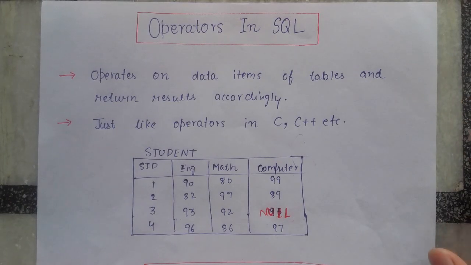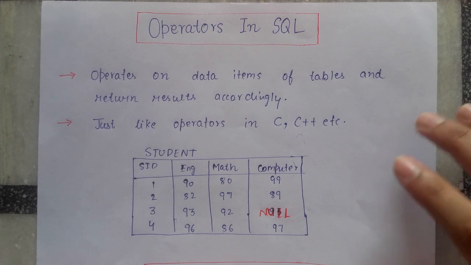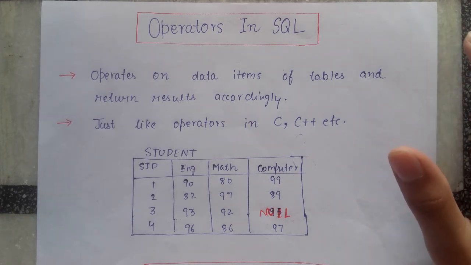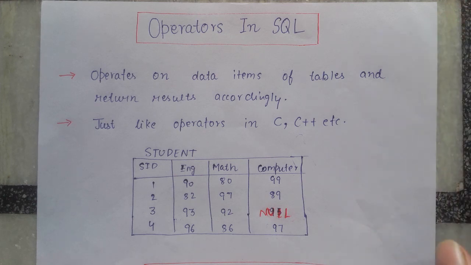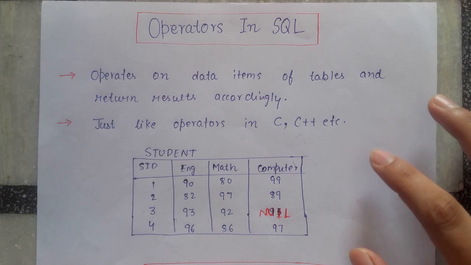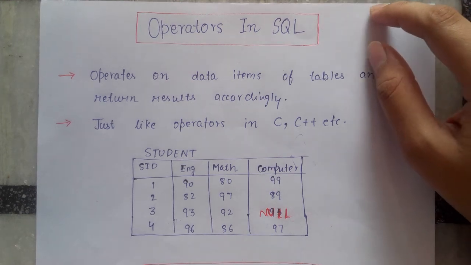So in this video, we will discuss what operators are in SQL. What is the use of operators in SQL? They are used to operate on the data items of the table and return results accordingly. If we want to operate on the data that is stored in the tables, for that purpose we are going to use these operators.